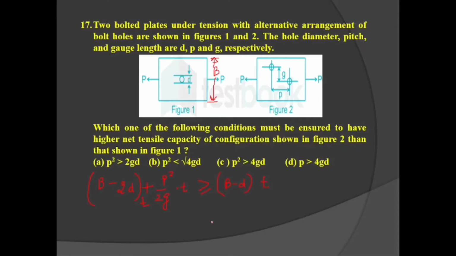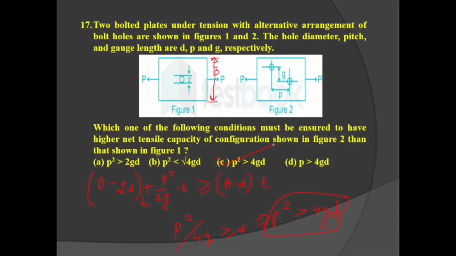So from here you can easily calculate the condition the examiner asked for: P square divided by 4G should be more than or equal to D. So this implies the condition P square should be more than or equal to 4 times G into D, because for analysis purposes we have calculated the value. So our answer is 4G into D, my mistake, 4G into D. So option number C is the correct option: P square should be more than or equal to 4G into D.